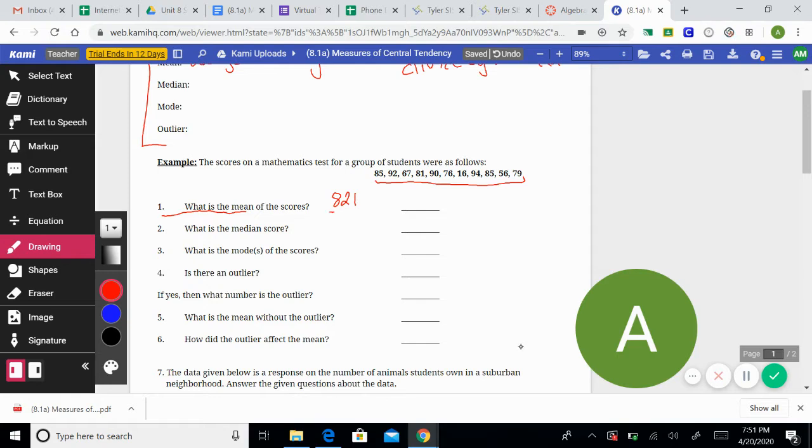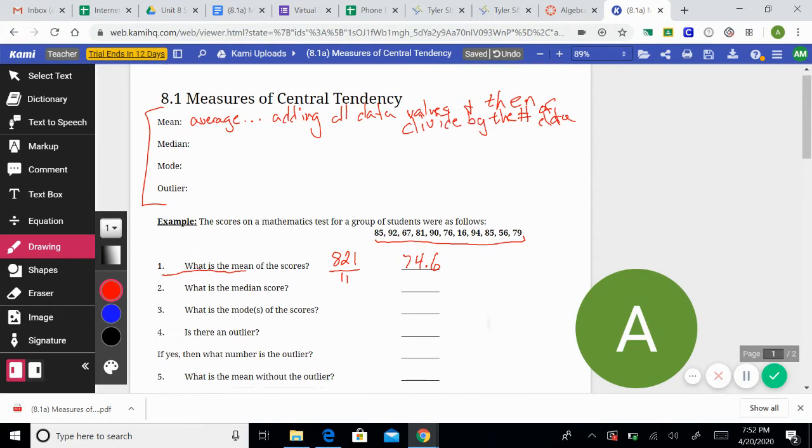Now I'm going to take them and divide them by the number of data points. So there's 1, 2, 3, 4, 5, 6, 7, 8, 9, 10, 11 data points. So we're going to divide that by 11. And that gives us 74.6. It really is 74.63, but we're going to leave it at 74.6. So this means the mean score or the average score was 74.6. Okay? Now let's scroll back up.